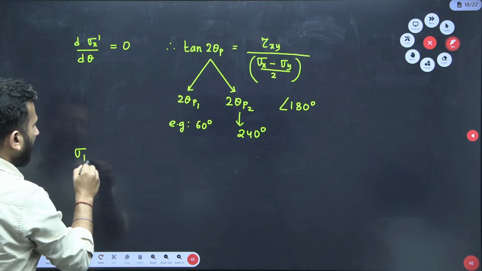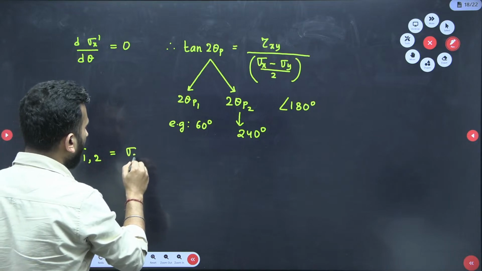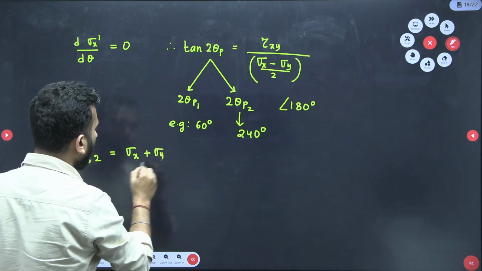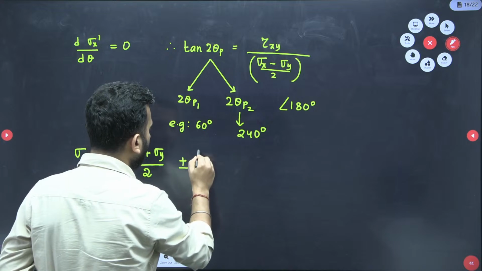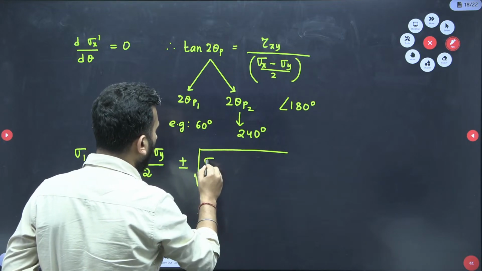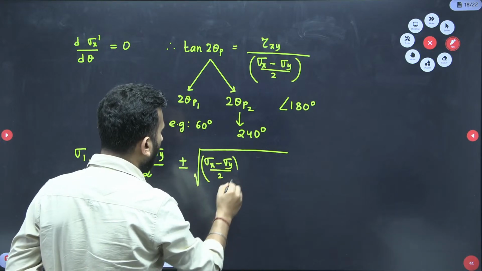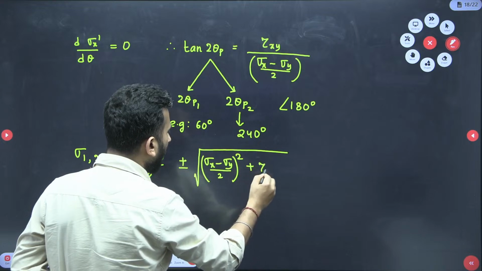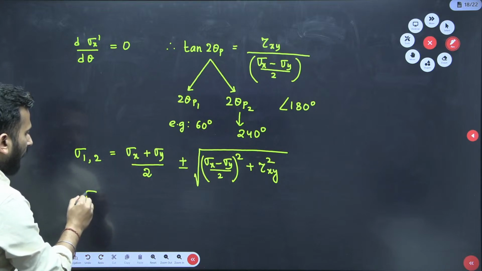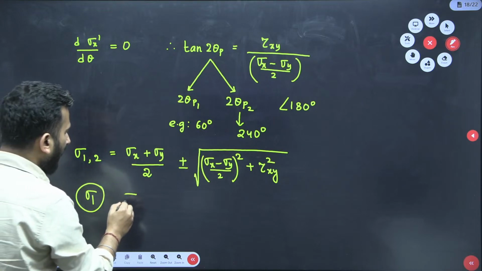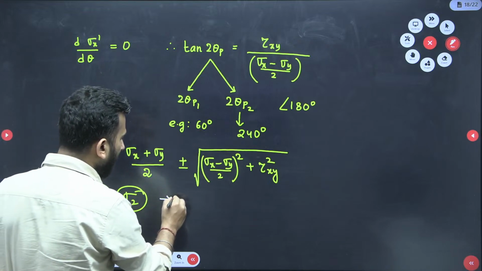One more thing I wanted, so I got the planes, so I will substitute in the equation of normal stresses. So sigma 1 and 2, I will be getting (sigma x plus sigma y) by 2 plus and minus root over of ((sigma x minus sigma y) by 2) whole square plus tau xy whole square. So clearly you can see plus minus, so one value you will be getting as sigma 1 and one value you will be getting as sigma 2.